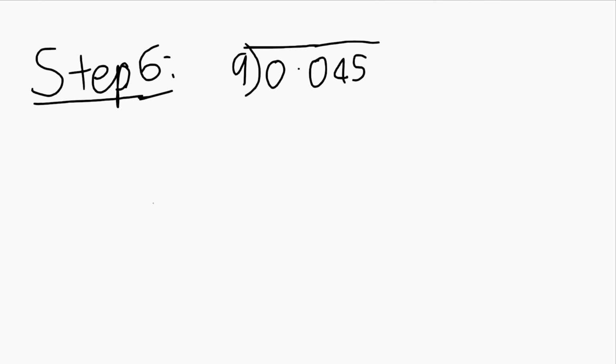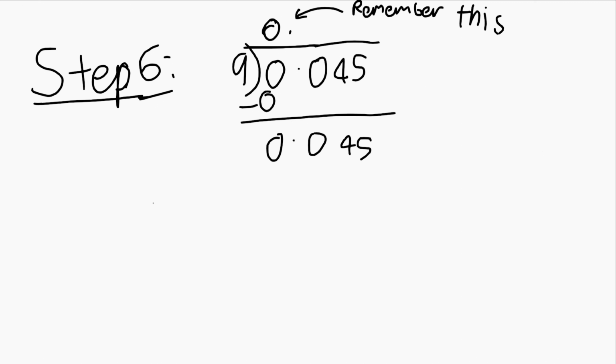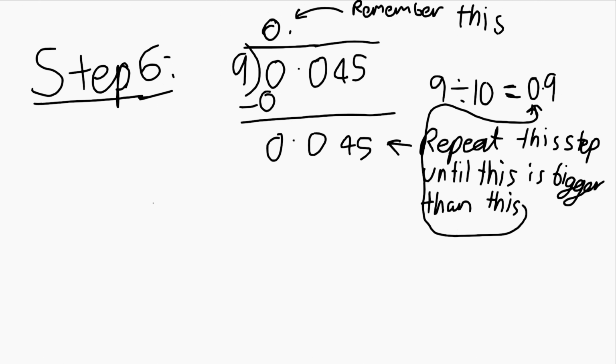Now if the dividend is smaller than the divisor, use the 0th multiple of the divisor and divide the divisor by 10, until you get a number that is bigger than the subtracting number, and continue until 0.